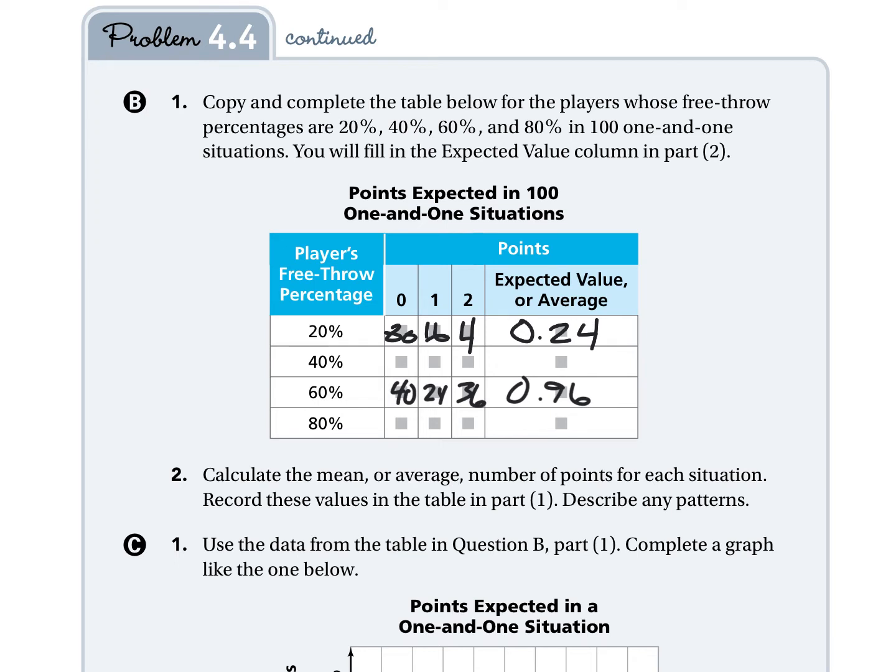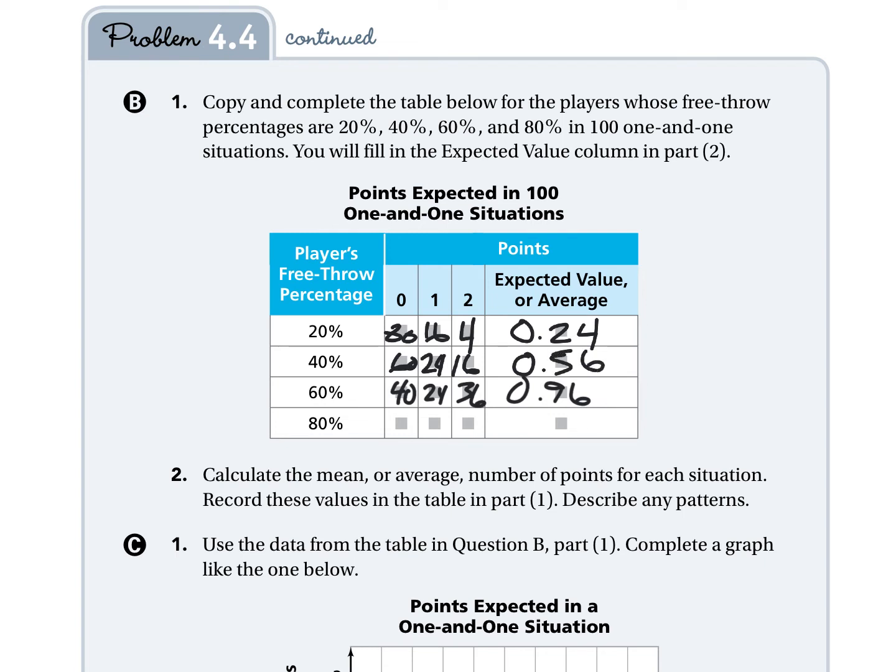Okay, so 40, the opposite would be 60. They're going to 60% of the time miss. Now we need 60% of the 40. So 60% of 10 is 6. So we times that by 4. That would be 24. And then 40% of 40 would be, again, 40% of 10 would be 4. Times 4 would be 16. So 16 times 2, because that's 2 points, it's 32, plus 24 is 56, so 0.56.